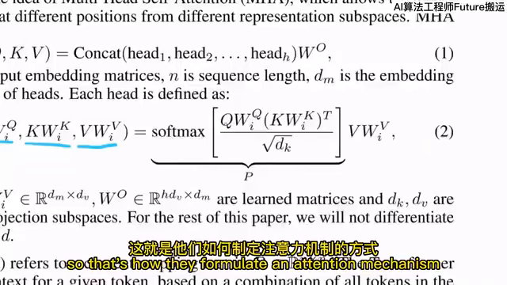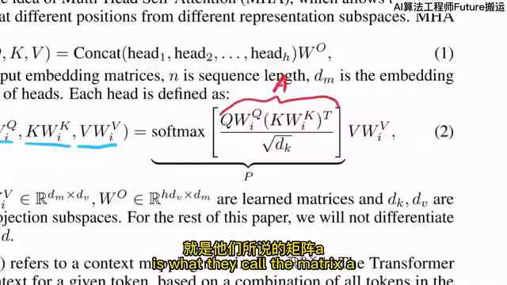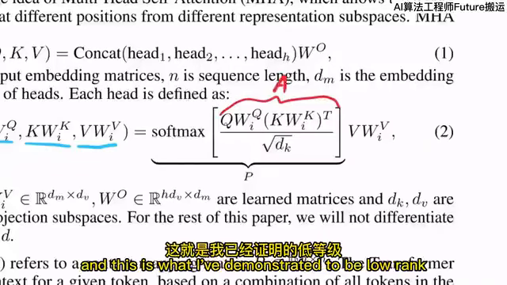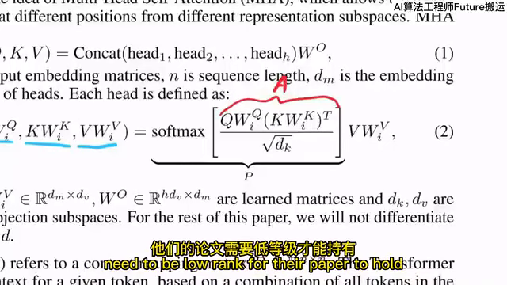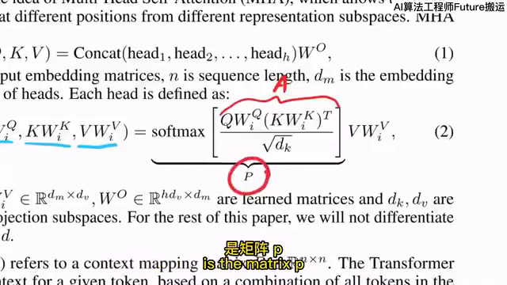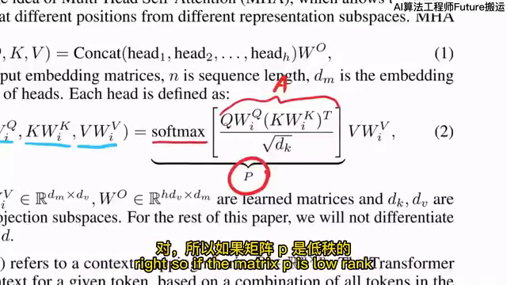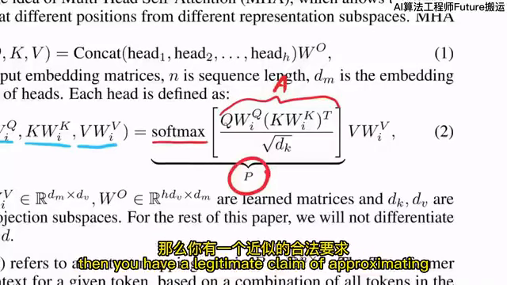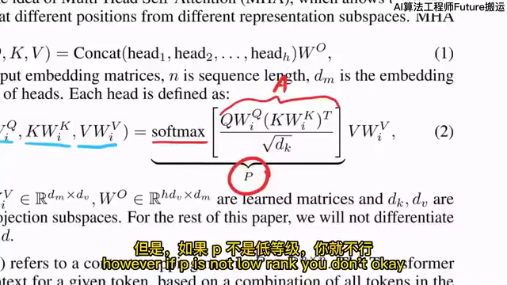So that's how they formulate an attention mechanism. Now notice something. This thing in here is what they call the matrix A, and this is what I've demonstrated to be low rank. Now, the actual thing that you would need to be low rank for their paper to hold is the matrix P, which is different because this is after the softmax, right? If the matrix P is low rank, then you have a legitimate claim of approximating this routing via a low rank matrix. However, if P is not low rank, you don't.